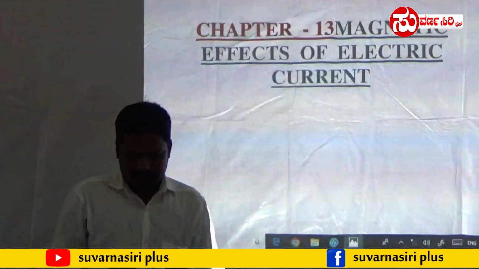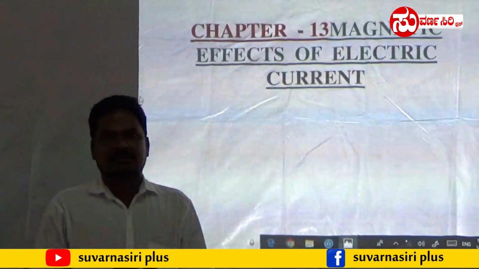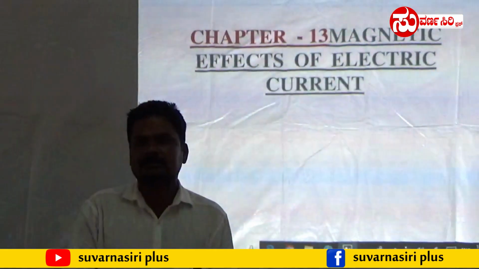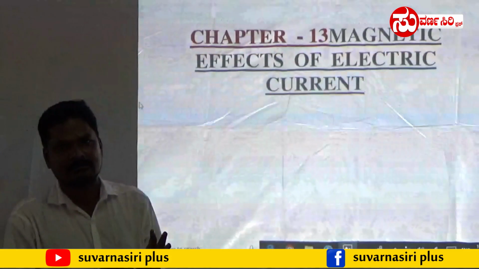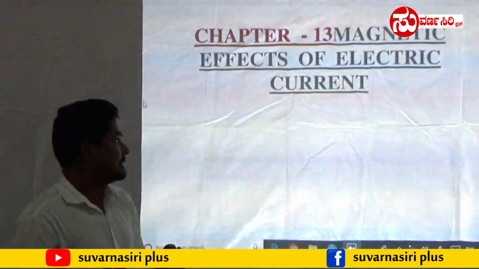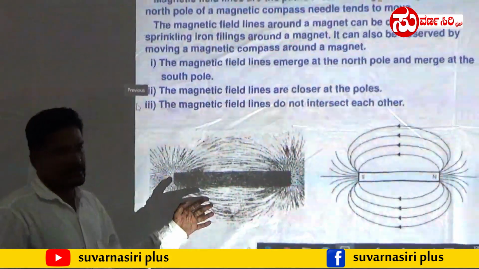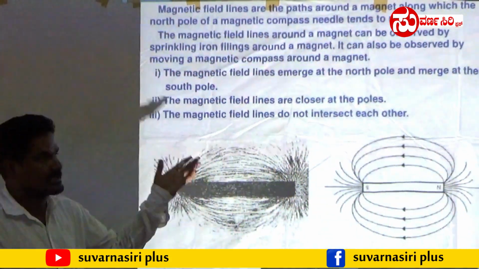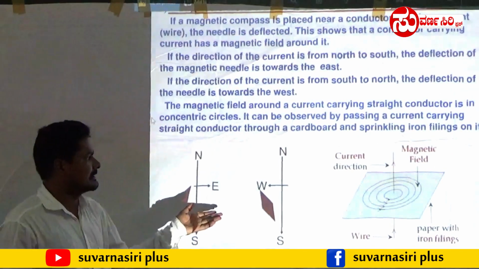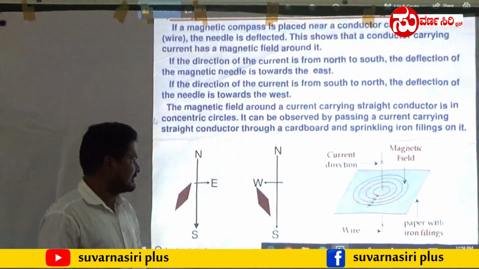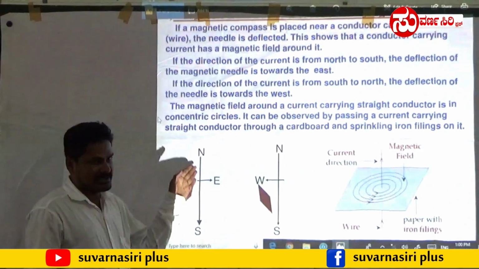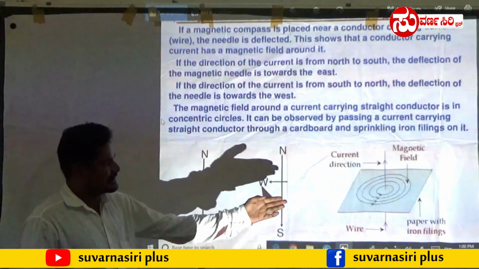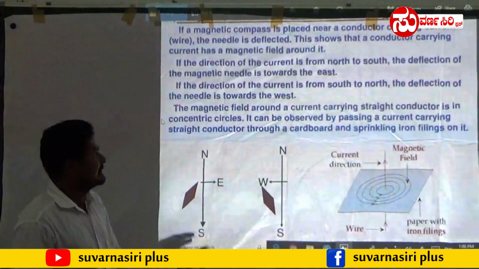So here basically what should we learn? In the magnetic effect of electric current, first of all we learn about the magnet and the properties of magnetic field lines, and next Oersted's experiment. We should learn how the direction of current relates to the direction of magnetic field in a straight current carrying conductor and the circular loop. So we should learn this in this topic.